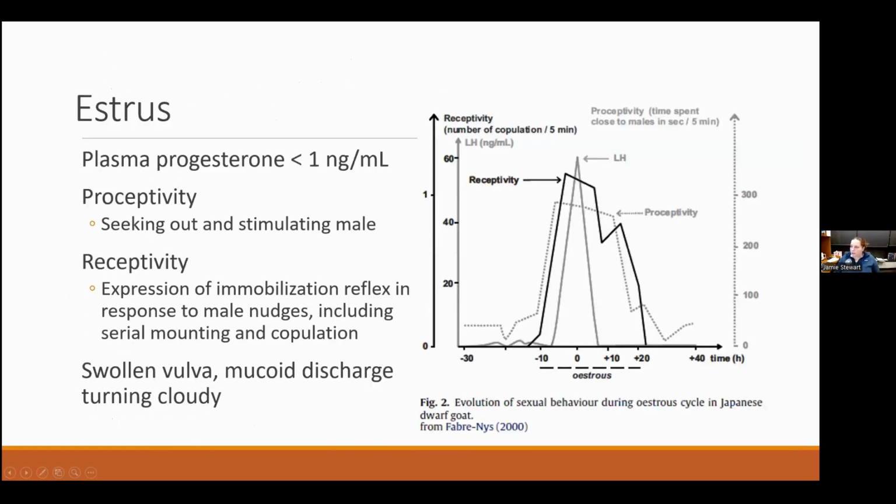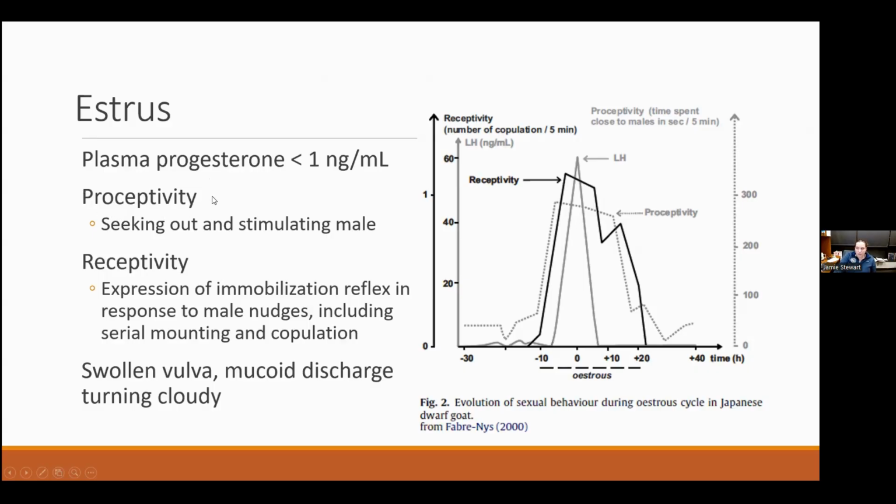So just talking a little bit more about estrus itself. We typically will see estrus, but you don't see that actual behavioral estrus unless the plasma progesterone is low, usually less than 1 nanogram per mil. We're not usually measuring this in goats. I've done it occasionally if we're looking for some diagnostics for different pathologies.